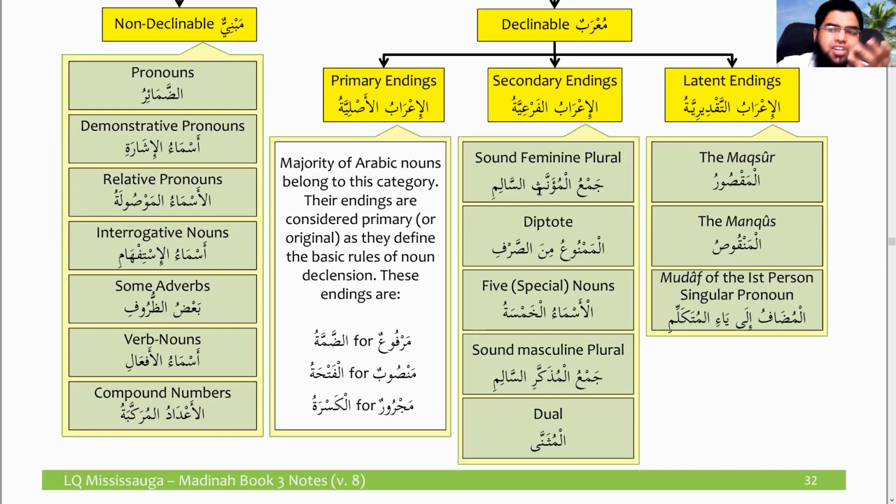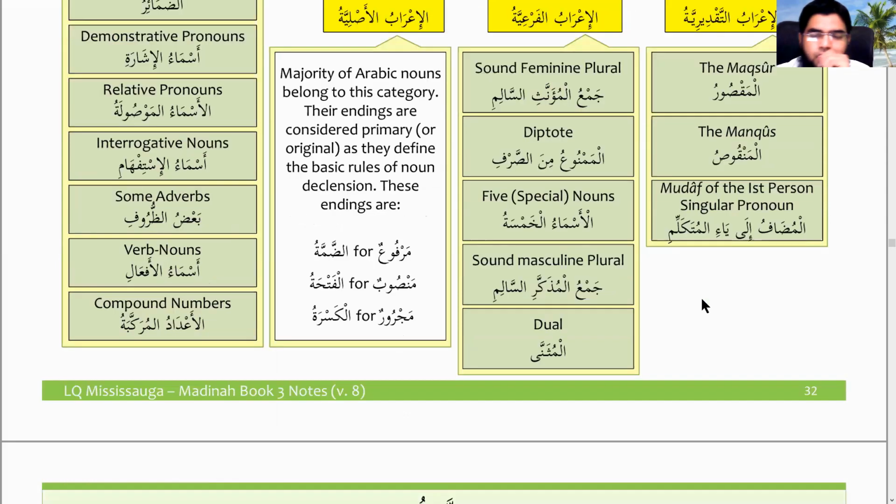The rest are all taqdiri again in 3: manqus, maqsoor, and ya mutakallim. Don't confuse manqus and maqsoor because they sound the same. Remember, alif maqsoora is a ya without dots, that is why it's called maqsoor. Manqus comes from naqas shay, to reduce, so it comes in fatha. So qadi has a ya lazima, manqus. And mudaf ila ya mutakallim, it is mudaf to ya mutakallim.